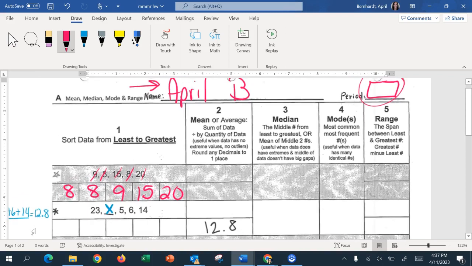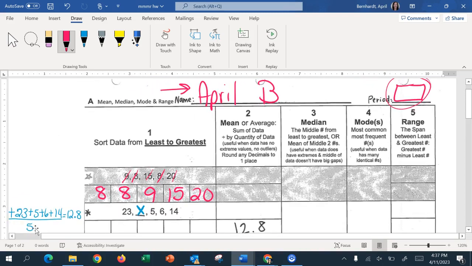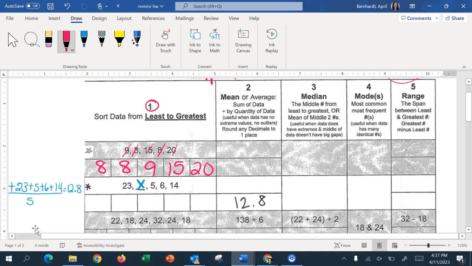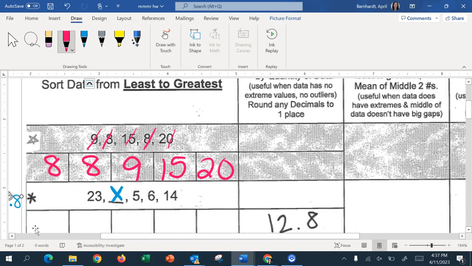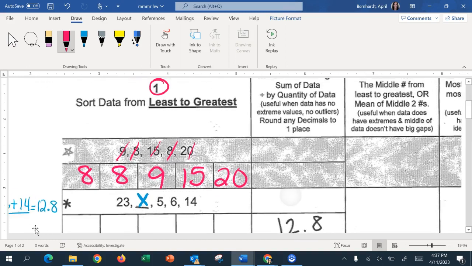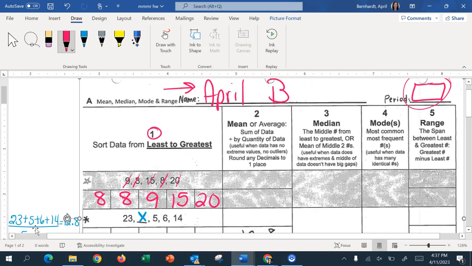So this kind of assignment is just practicing mean, median, mode, range, and some are finding a missing data value. So typically your first step is to order the data from least to greatest. I already did this in that first one. So quick, write that down: 8, 8, 9, 15, and 20. And then we're going to find those statistic numbers.